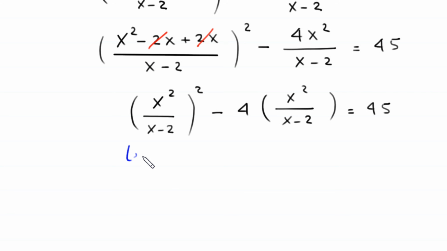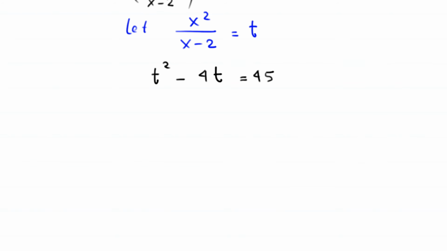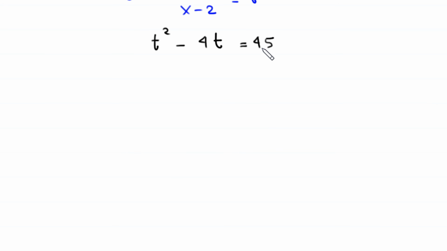We suppose that x squared over x minus 2 equal to t. So the equation will become t squared minus 4 times t is equal to 45. Move this 45 to the left hand side. This will become t squared minus 4 times t minus 45 equal to 0. Now this is a quadratic equation and is factorable.